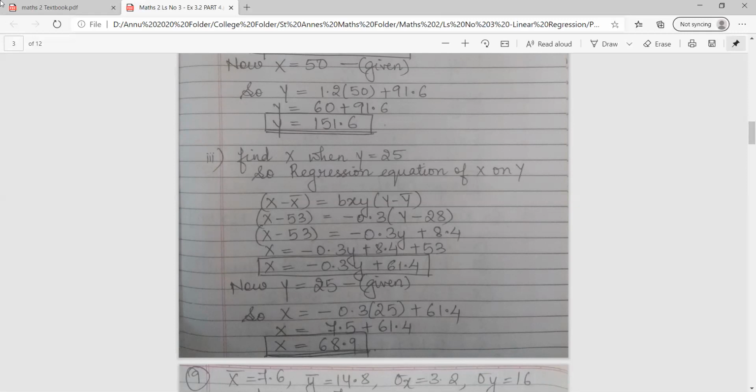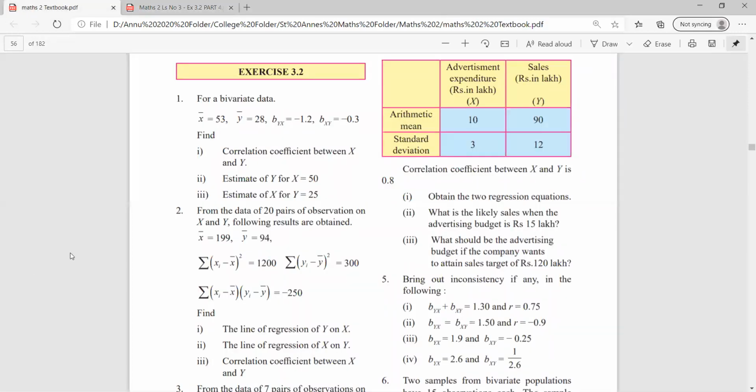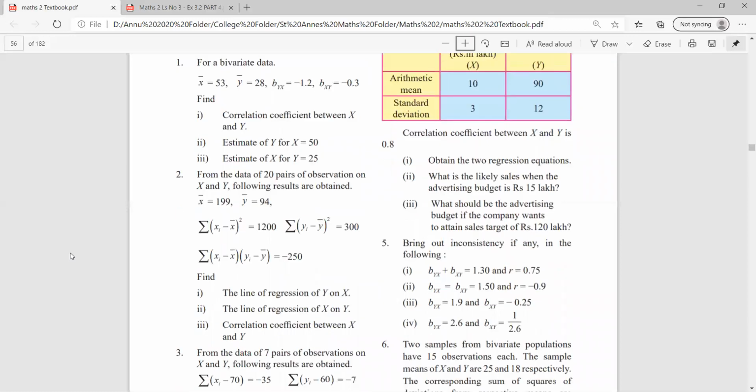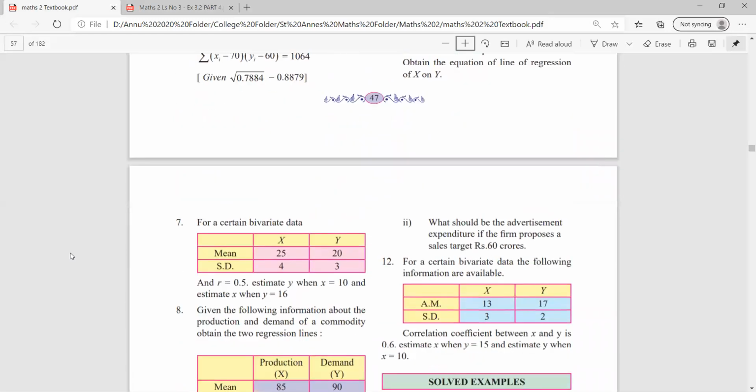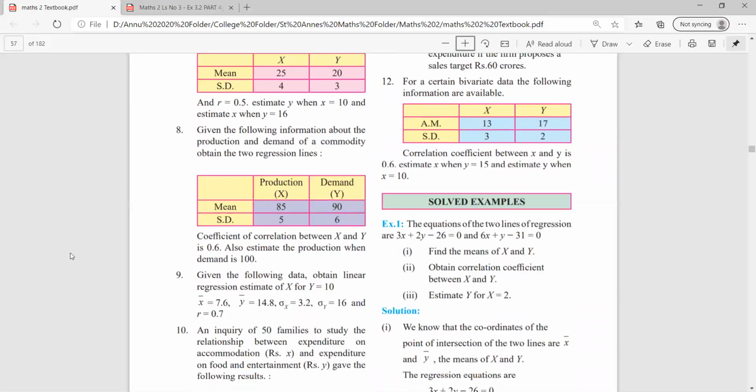So I hope class the first sum is really clear to you all without a doubt. So we'll take some similar sums, easy sums first so that you understand the logic. After the first sum, I've picked up sum number 9 for you all.